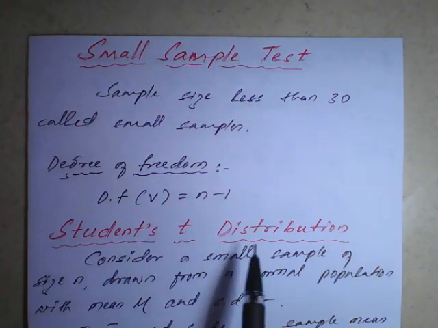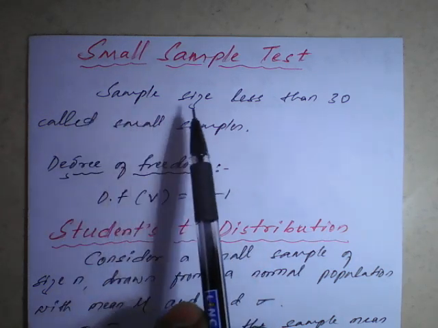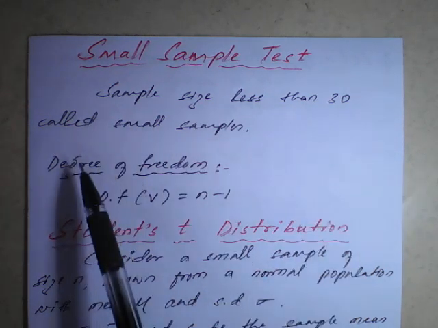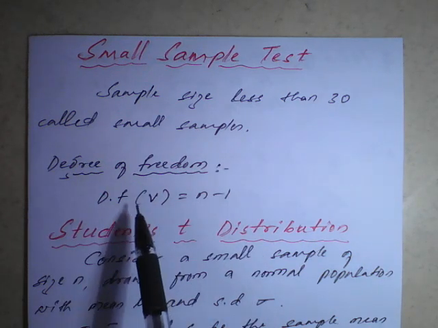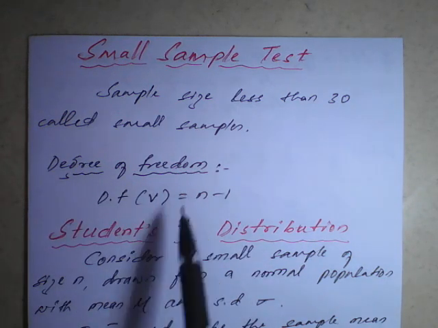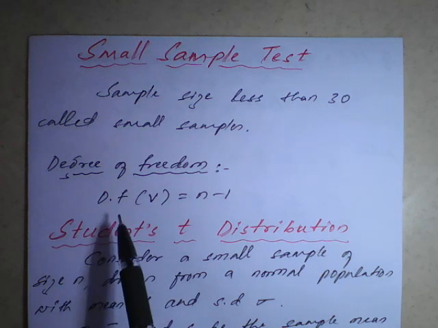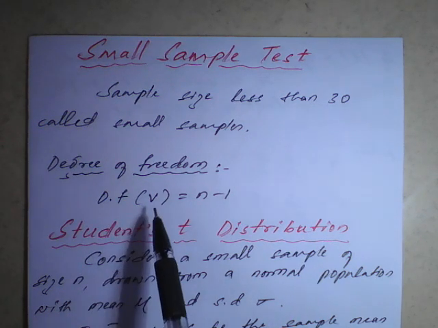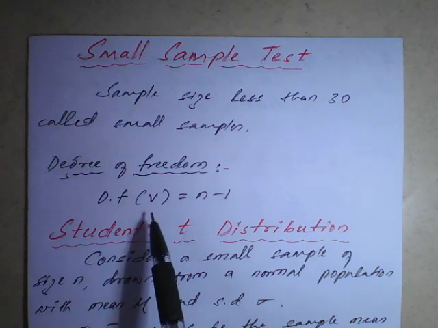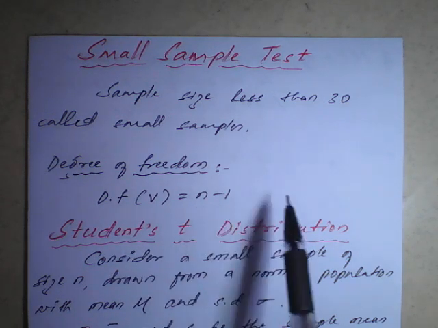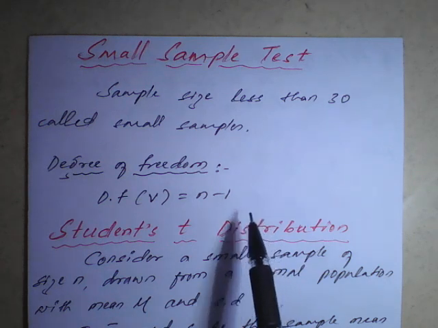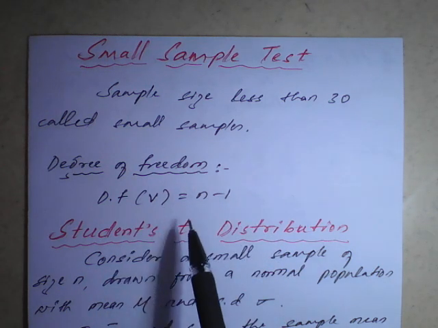So this is the student t distribution. Sample size less than 30 is called small samples. Here we have one more concept, degree of freedom, that is df, which is also denoted by v, and it is given by n minus 1. Whatever n value we get, if you subtract 1, that value is considered the degree of freedom.